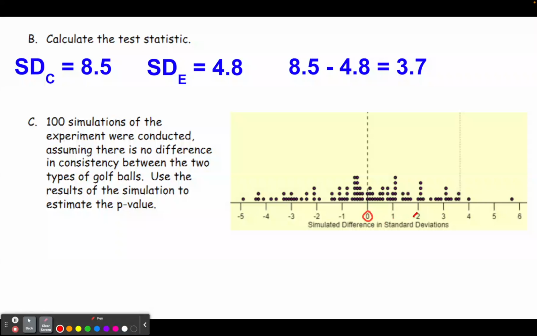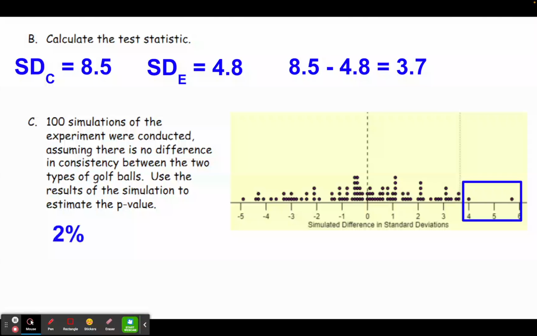And then we have on the positive side the cases where the other side of that is true, where the expensive golf balls are more consistent. Our test statistic was 3.7, and you can see that there's a dotted line drawn in here in your notes indicating where that 3.7 is on the scale. And so to get our p-value then, we would look for all of the simulations that resulted in a value of 3.7 or more extreme, which in this case would be greater than, and we only had 2 simulations out of the 100 that were conducted.